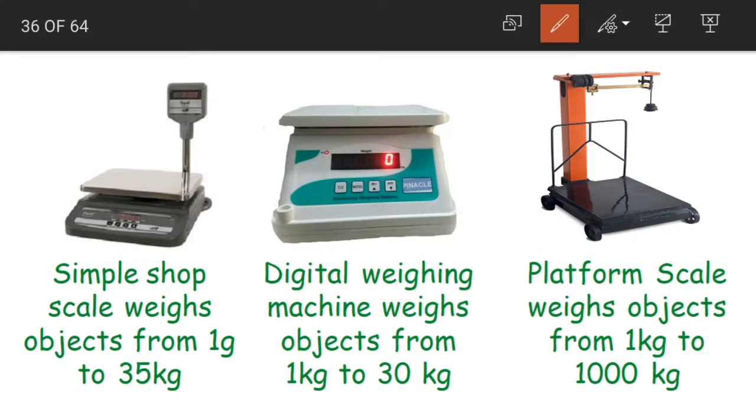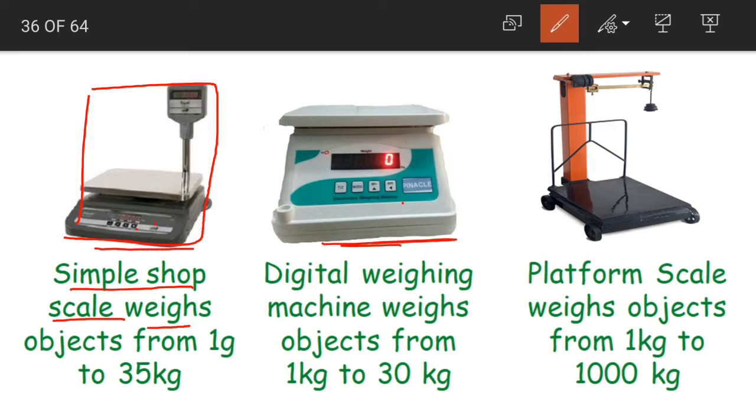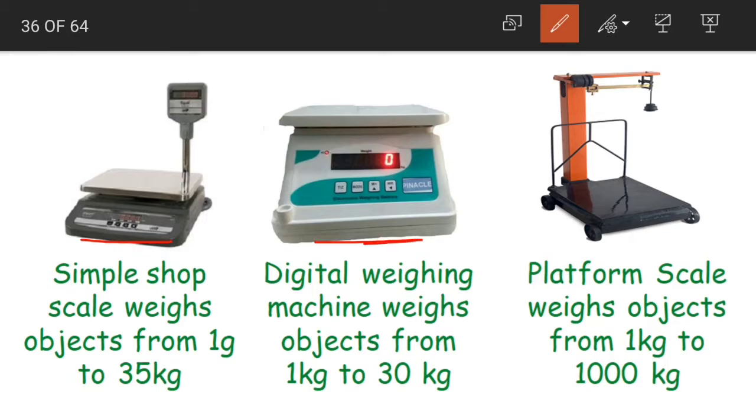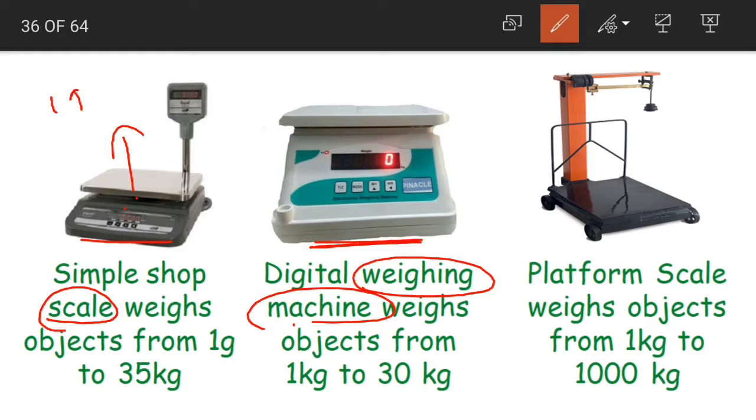Apart from the simple balance and pan balance, we have the simple shop scale. Yes, nowadays these are more common. Nowadays in the shops you can see these types of weighing machines or scales. They are also called scales or weighing machines. This can be used to measure objects from 1 gram to 35 kilograms.